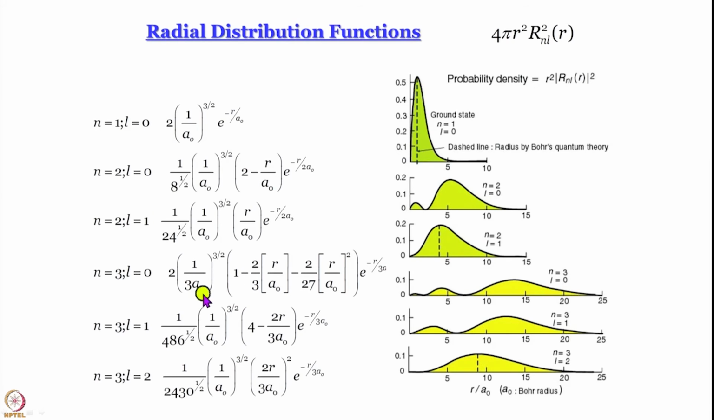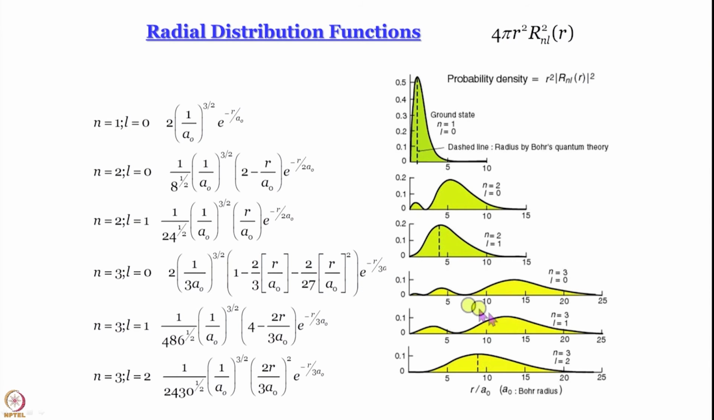Similarly, for 3s orbital, you have only one maximum. For 3p orbital, this is what you get. Okay. No, sorry, I think this is 2p orbital, not 3s, sorry. I got carried away a little bit. For 2p orbital, there is only one maximum, no node.